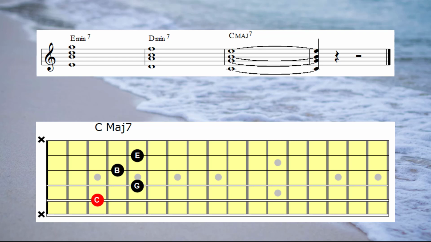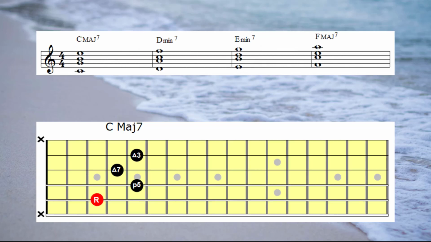Here's that same exercise again, only this time I'd like to draw your attention to the fact that the diagrams are indicating the note intervals in each chord. In other words, they will indicate the root note, the 3rd, the 7th, and so on. Here we go.